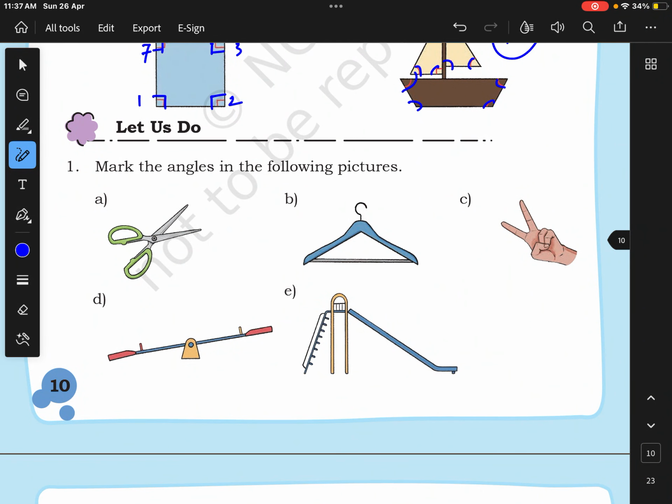Let us do. Mark the angles in the following picture. So you can see here it is creating an angle. Here we have one angle in this picture, here another angle, here another angle. Between these two fingers there is an angle. Here it is creating an angle. Here also you can see another angle. On the opposite side of this also you can see another angle. Here you can see some angle. Here you can see another angle. So all the angles we have marked here in all these given pictures.